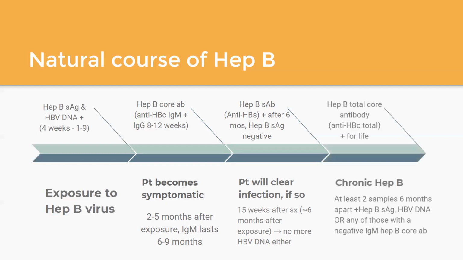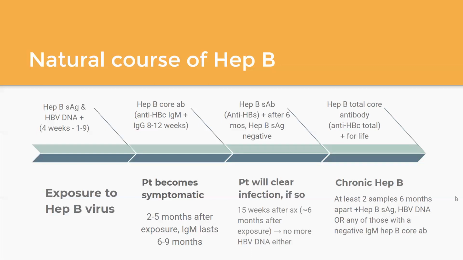So the next stage is if you have chronic Hep B. If it hasn't cured itself, what's going to be left over is that you're still going to have surface antigen. You're still going to have core antibody, because the core antibody never goes away. That's there for life. The IgM goes away, but the total IgG stays for life. But you'll still have either a Hep B surface antigen and or HBV DNA.